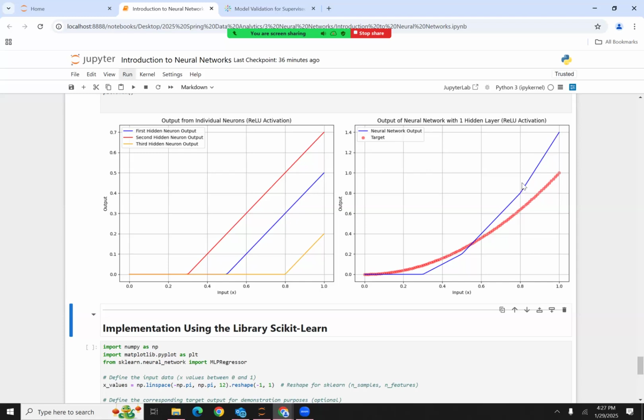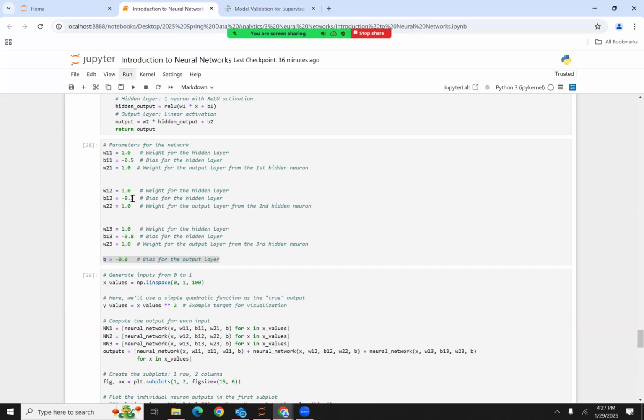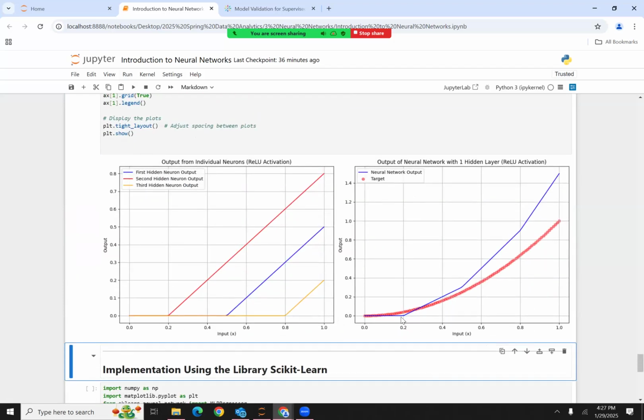So I'm going to attempt to match the data with my neural network containing three hidden neurons. The first one that kicks off is my second hidden neuron. I'm going to change the bias associated with that a little bit. Maybe let it kick off a little bit earlier. Let's see what happens. So you can see that the curve kicked off a little bit earlier. And then I have this segment over here. So what I'm going to do is adjust the slope of this segment.